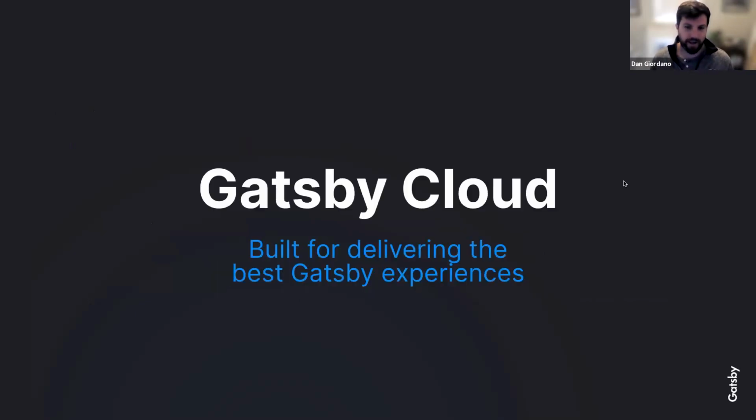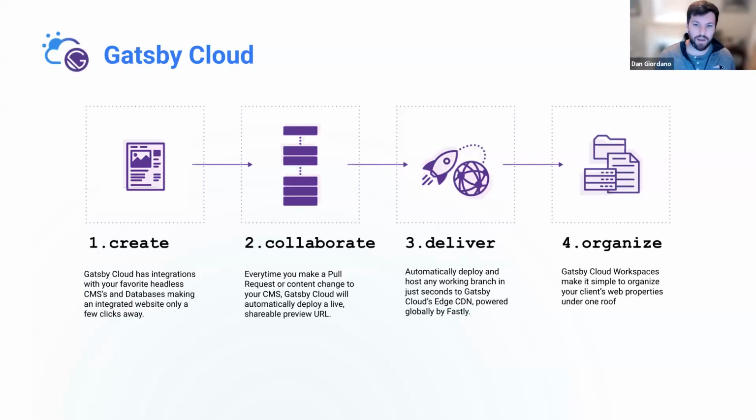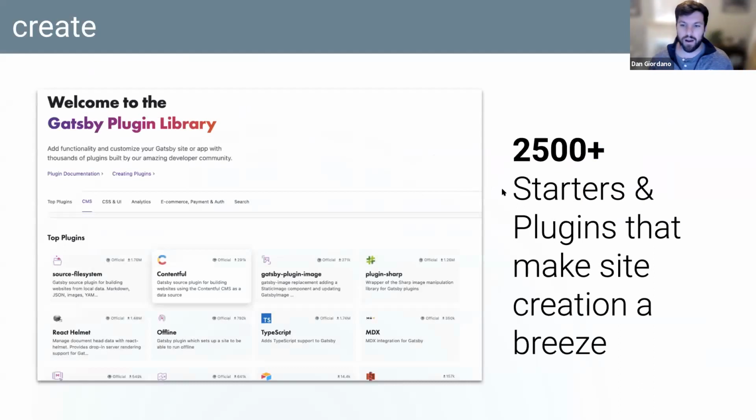All right, so to break down Gatsby Cloud into four pieces before we get to our demo. We think about it as creating, collaborating, delivering, and then organizing. And that's how we walk through the Gatsby Cloud demo today. We create our website. We have a huge library of starters, which are pre-made templates that come with pre-configured plugins. And then we also just have our general plugin library, which has over 2,500, I think, entries at this time that help you bring in small pieces of functionality into your website with one simple line of code.